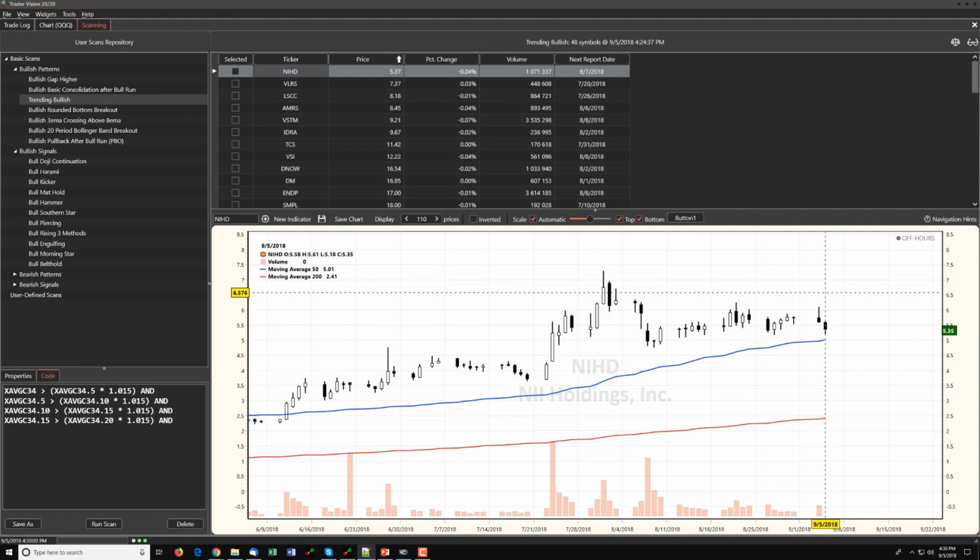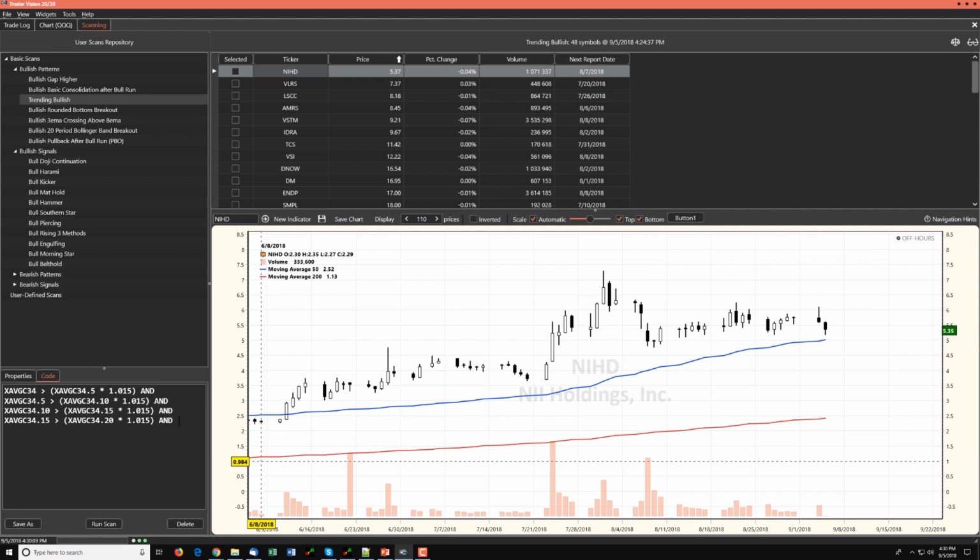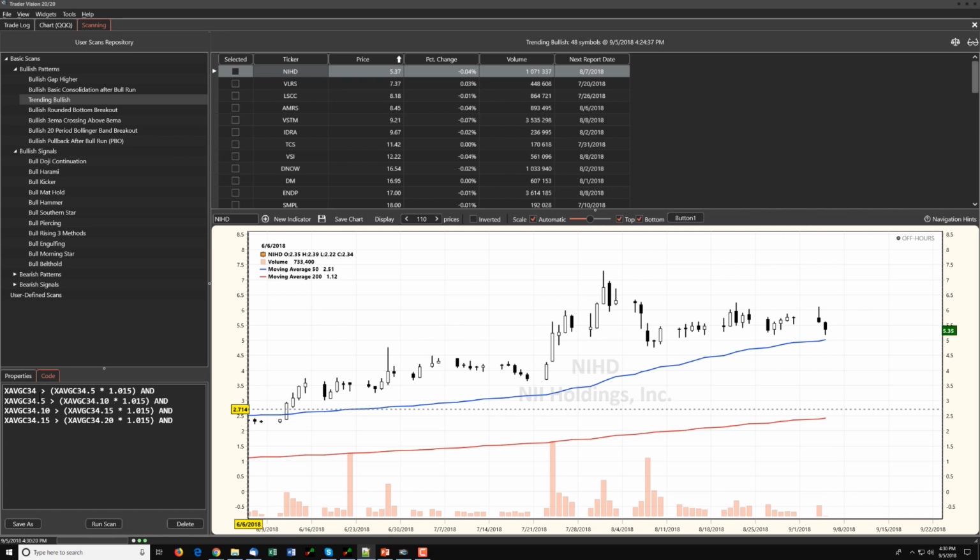The next part of the scan is that I want the ticker to be above the T line. Let's try that again. And so that's the code for the close being above the T line, or the 8 exponential moving average.